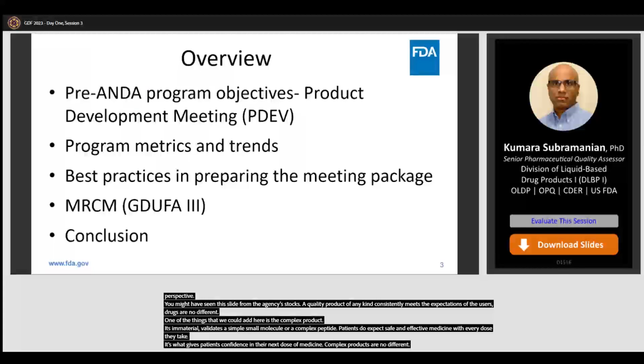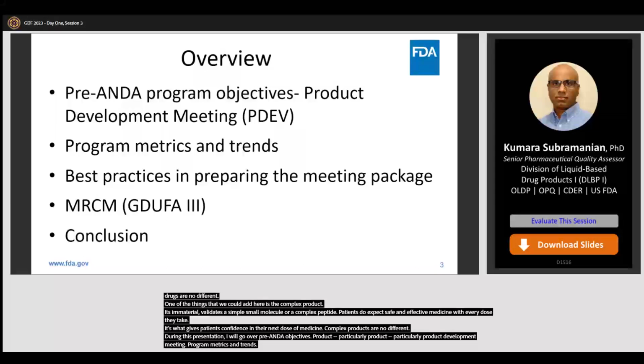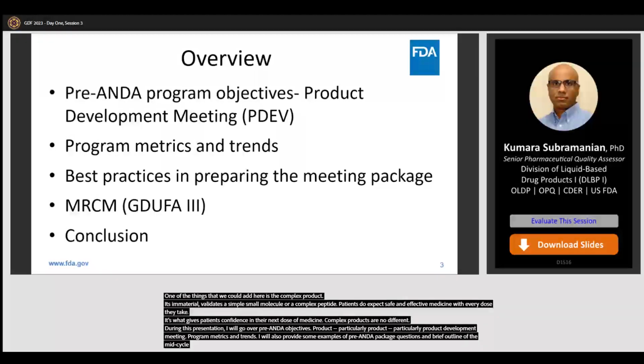During this presentation, I would go over pre-ANDA objectives, particularly product development meeting, current program matrices and trends. I would also provide some examples of pre-ANDA package questions and a brief outline of mid-cycle review meeting under GDUFA III, and finally conclude with a few recommendations.